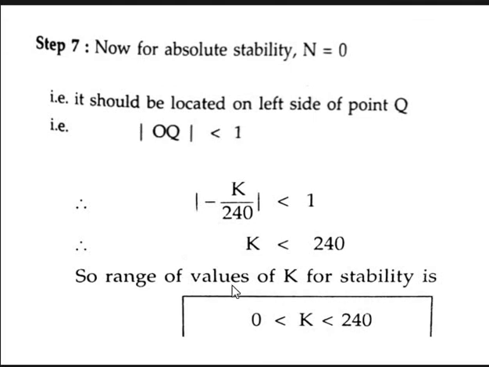So this is the Nyquist plot for the given system or problem, and from it we determine whether the given system is stable or unstable. So up to now, the 4th unit is complete.